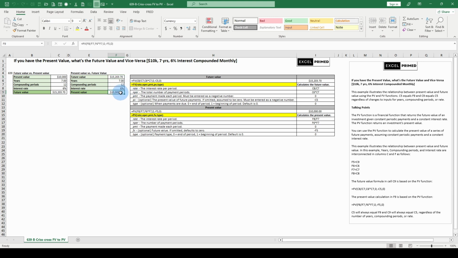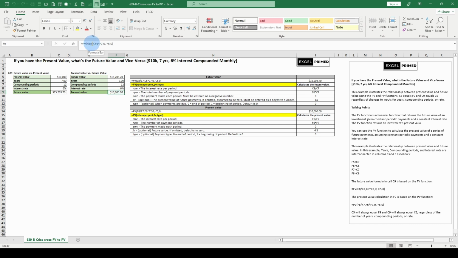Looking at this, we're going to use the exact same format, but we're going to go present value as opposed to future value. The present value, so basically we're discounting this. We're going to discount this 15,203. It's worth 10 grand today. Just asking yourself, 10 grand, 7 years from now, 15,203 is discounted to 10 grand today.